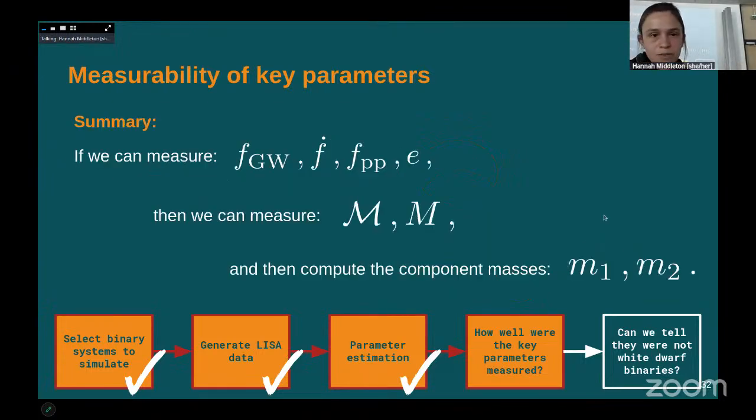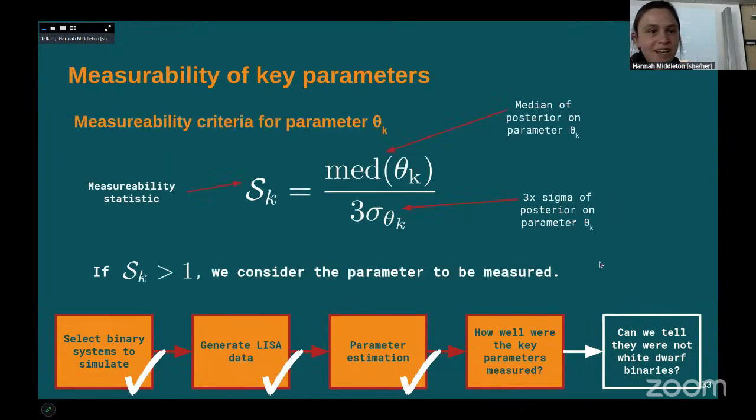Okay, so this is what I've just said. If we can measure these 4, we can measure the chirp mass and total mass, and then the component masses, M1, M2. And you need to decide what you are going to say is a measurable system. So this is the choice that we make. You could have made a different choice, but for our purposes, this is what we did. So we take the median of the parameter. So this is the parameter that you're interested in.